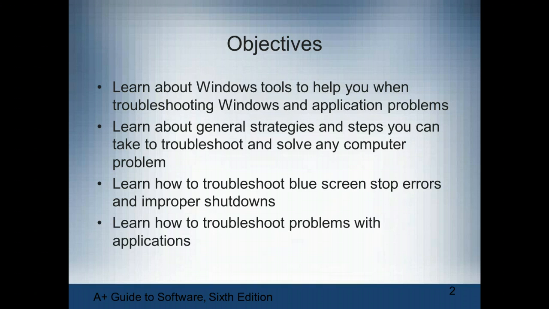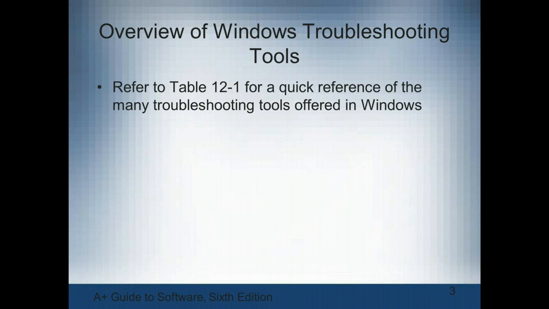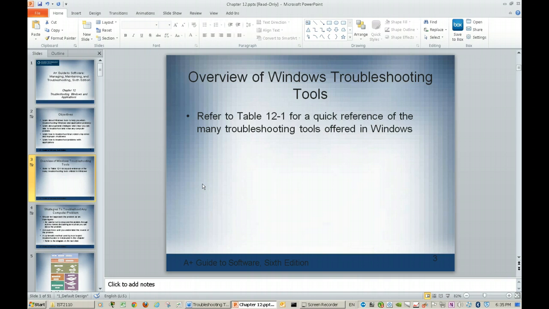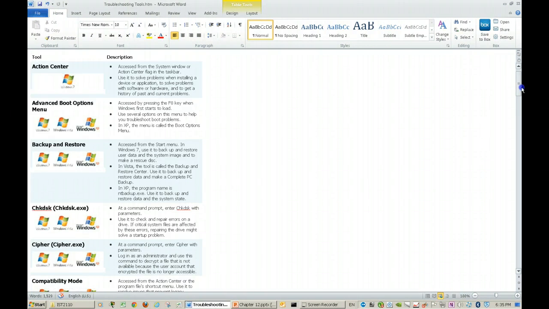Troubleshoot problems with applications the same way you troubleshoot problems with Windows. The process is the same. What are we going to do with these things? Table 12.1 is a quick reference of many of the troubleshooting tools, and I found it in one of the online books, and hopefully made a copy of it. And when they say a number of them, this is 1,529 words.